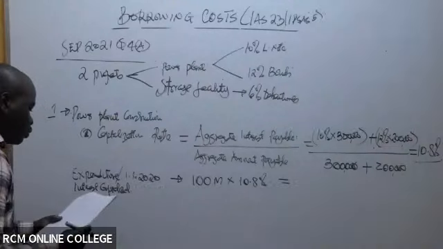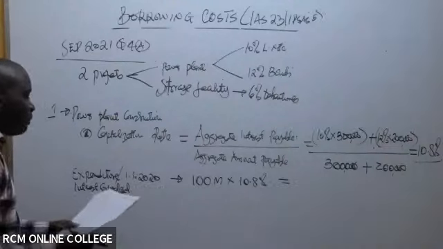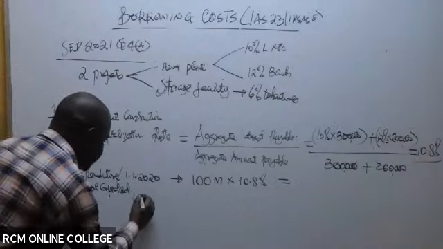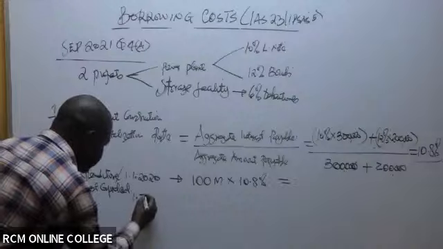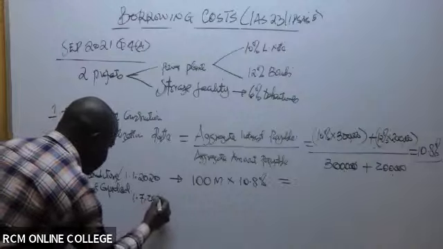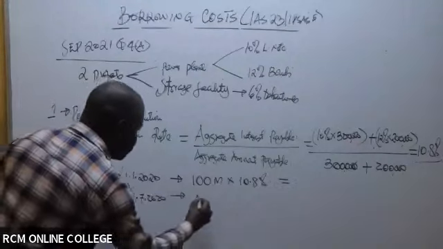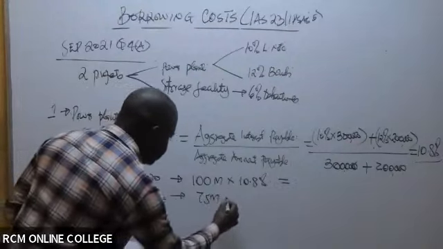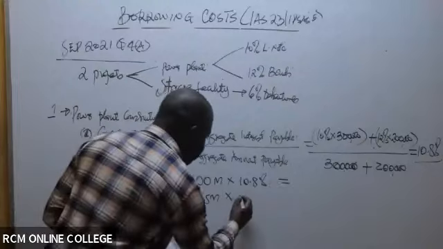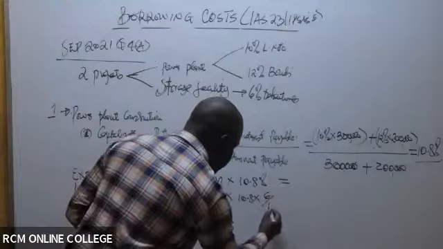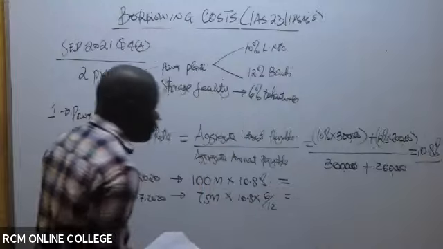But there's another amount of 75 million which they did not borrow at the start of the year. They drew the amount on 1st of July 2020. So this one only existed for 6 months. So it will be 75 million multiplied by 10.8%, but it was only for 6 months.